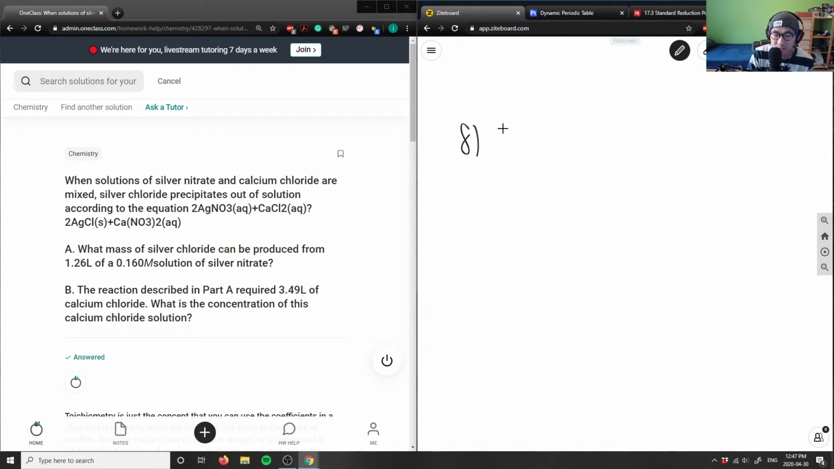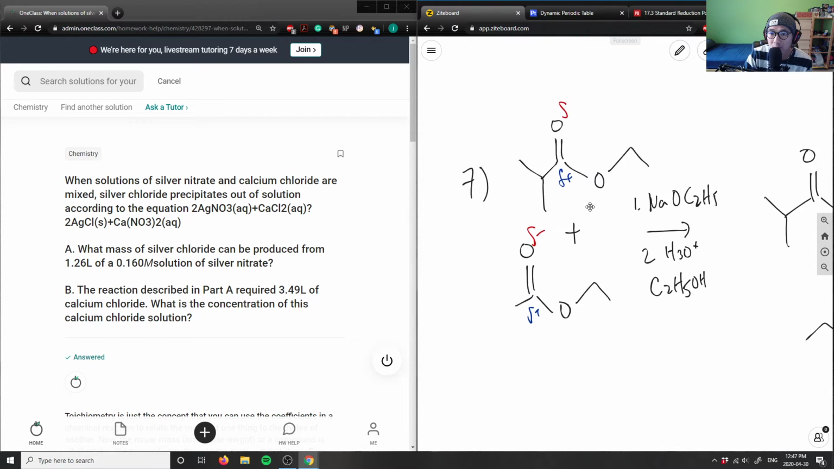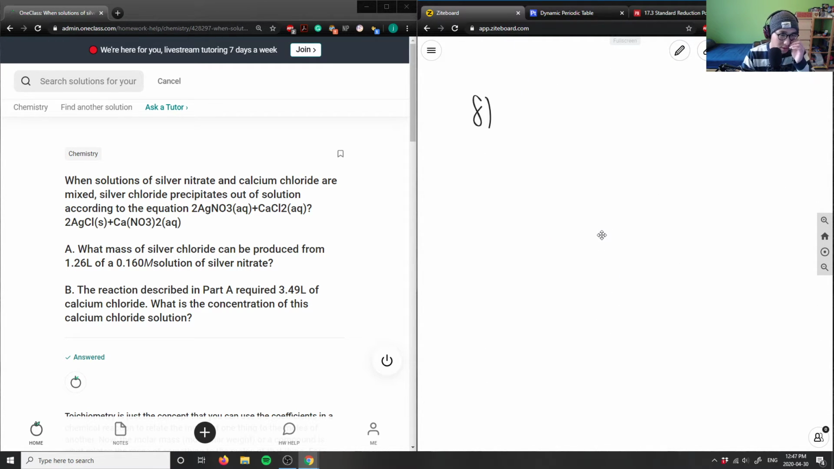Let's look at number 8. That was number 7, right? Yeah. Number 8 here says, when solutions of silver nitrate and calcium chloride are mixed, silver chloride precipitates out of the solution according to the formula. What mass of silver chloride can be produced from 1.26 liters of a 0.160 molar solution of silver nitrate?